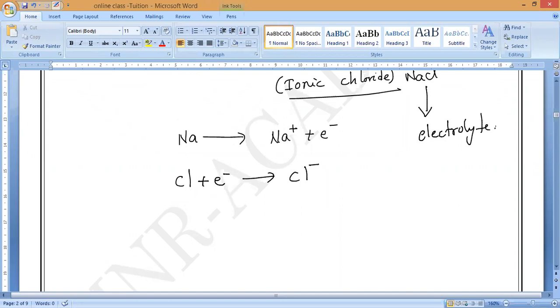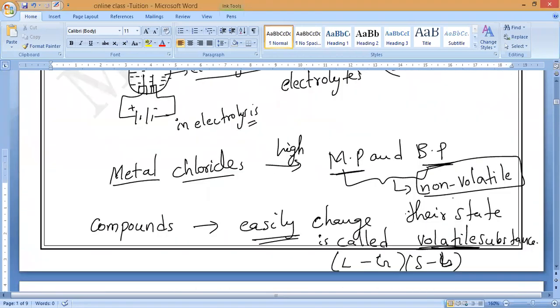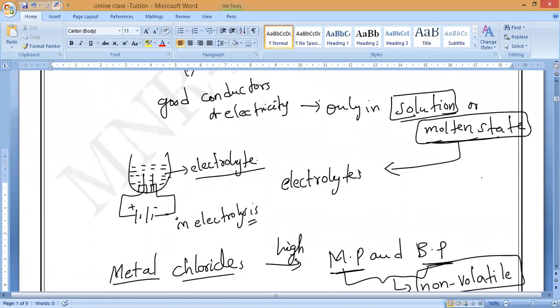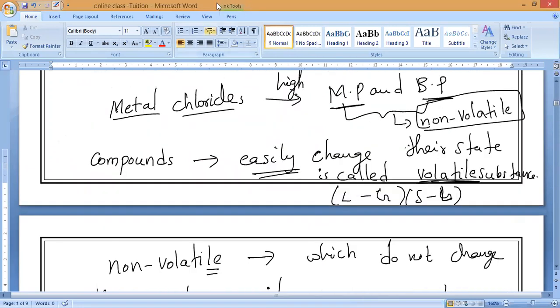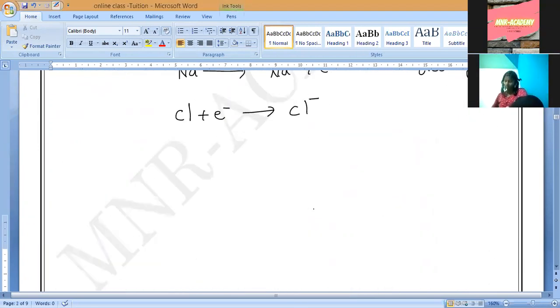It will conduct electricity when it is in which state? Not in solid state, but in aqueous state, or also we can call it molten state. Molten means liquid state only, or else we can say solution state. Understand? Yes, guys, please respond. Now let us go for the next question.